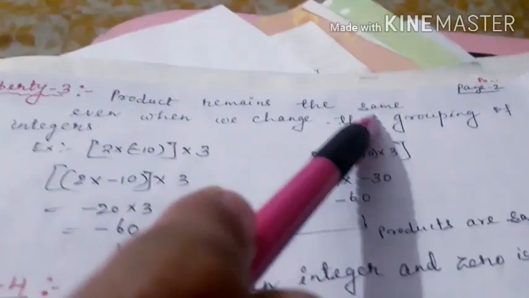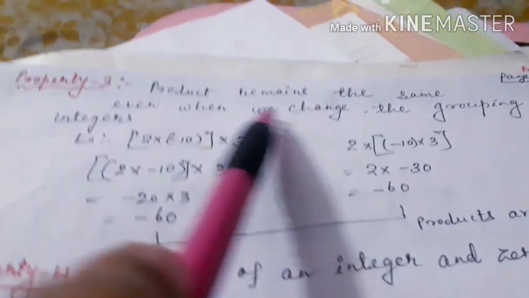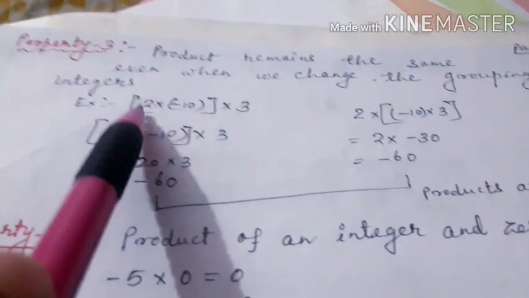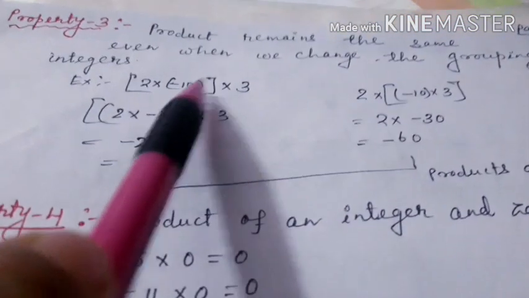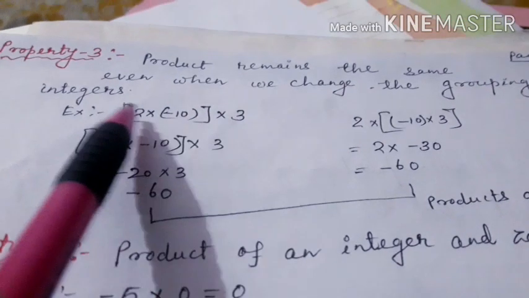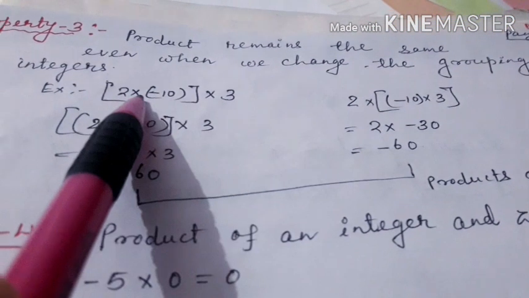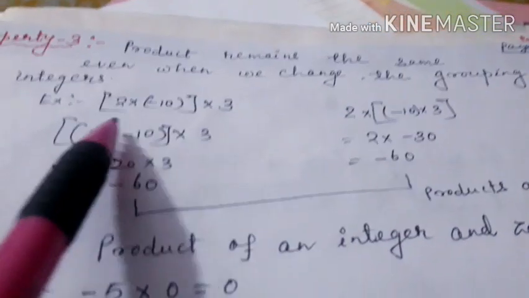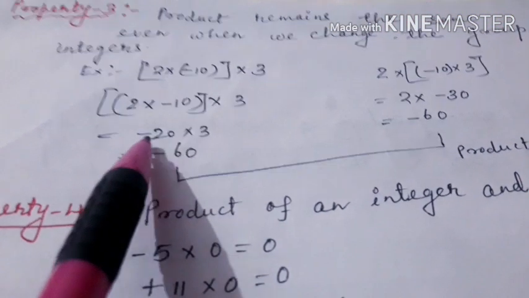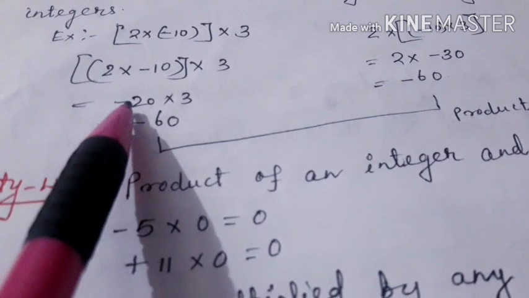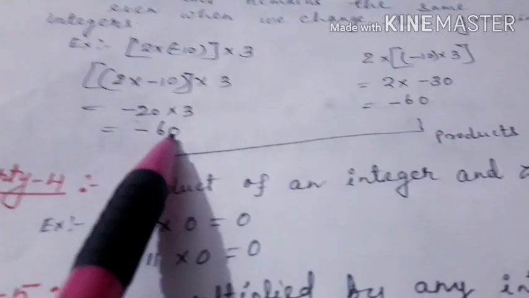Now property 3. Product remains the same even when we change the grouping of integers. Okay. See, for example, 2 into minus 10 into 3. First I will take 2 into minus 10 as one group. Then you leave 3 here. 2 into minus 10 is equal to minus 20, because plus into minus you will get minus. Minus 20 into 3 is equal to minus 60.